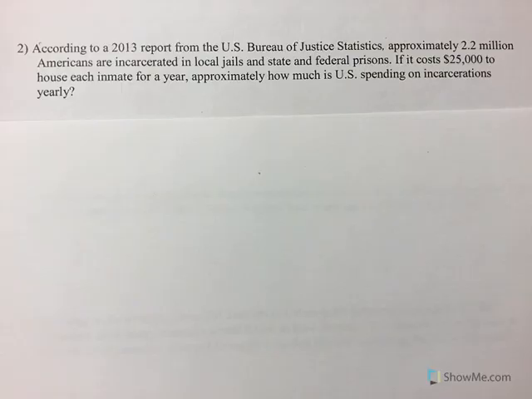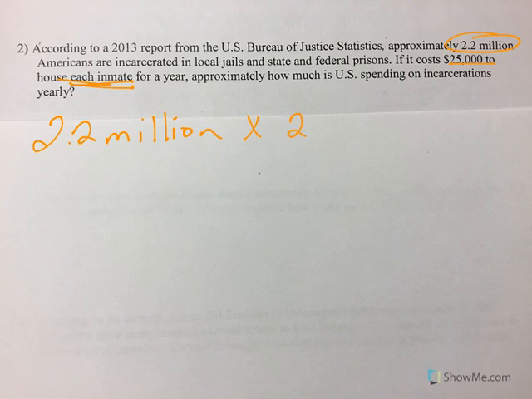Problem number 2. According to a 2013 report from the U.S. Bureau of Justice Statistics, approximately 2.2 million Americans are incarcerated in local jails and state and federal prisons. If it costs $25,000 to house an inmate for a year, approximately how much is U.S. spending on incarcerations yearly? Key here, per inmate. We have this many inmates, and it's this much per inmate. So we're going to say 2.2 million inmates times $25,000 per inmate, right?